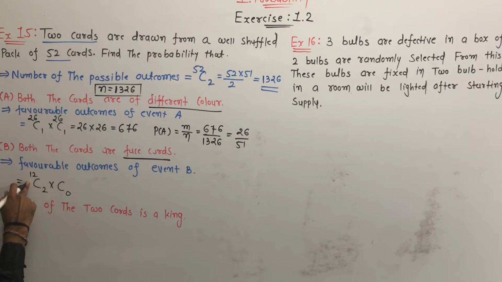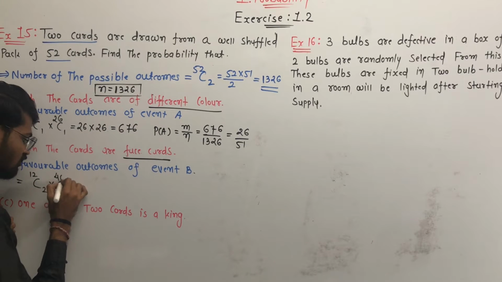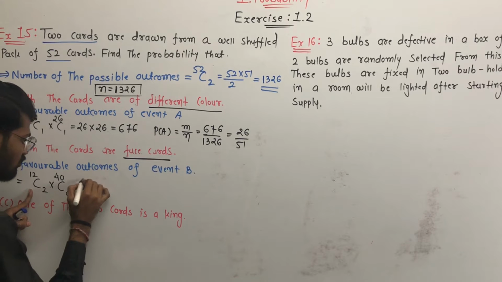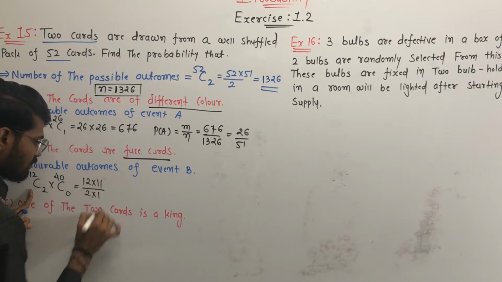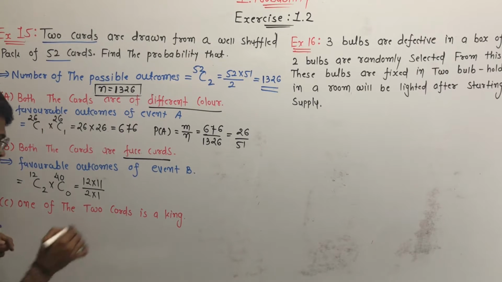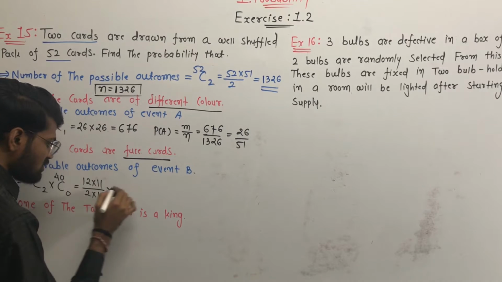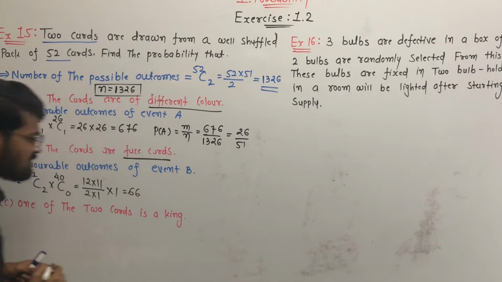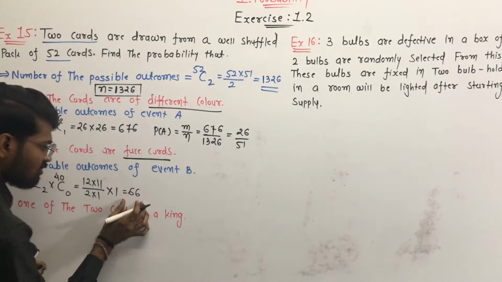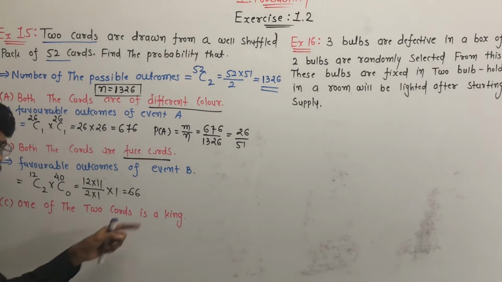How many remaining cards? 52 minus 12 is equal to 40. Yes, and it is equal to 12 multiplied by 11 by 2 multiplied by 1. The 2 is cancelled, so 6 and 66, it will be 66. Okay, so this is our number of favorable outcomes.